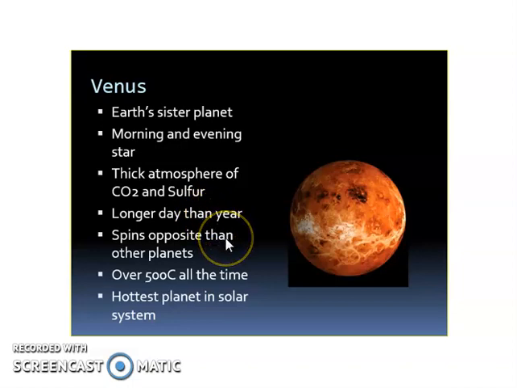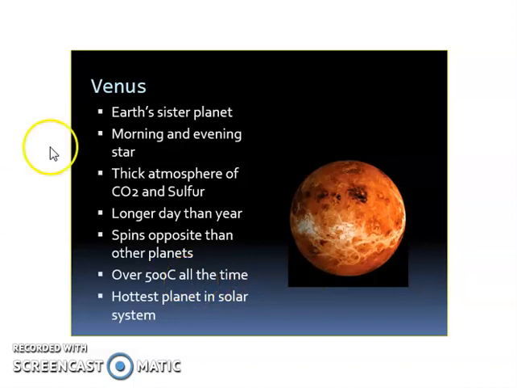At the same time, girls, Venus spins opposite than other planets. So if Earth is spinning from west going to east, this planet is doing the opposite. The temperature at all times on this planet is 500 degrees Celsius.